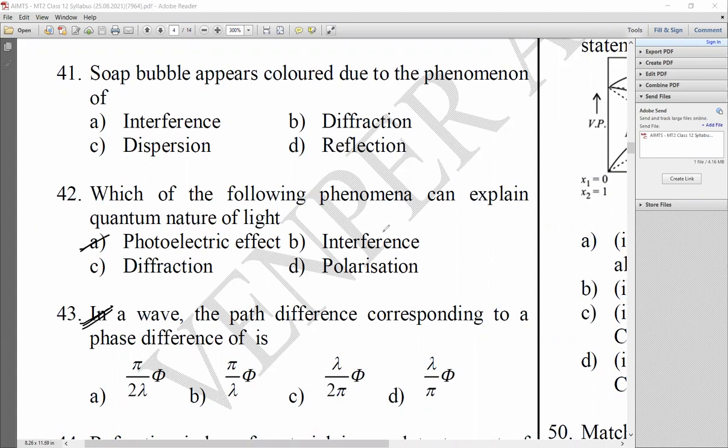In a wave, path difference corresponding to phase difference. So, what is the formula? Path difference by lambda is equal to phase difference by 2 pi equal to time difference by time. With this, we can solve. Okay. Number 44.